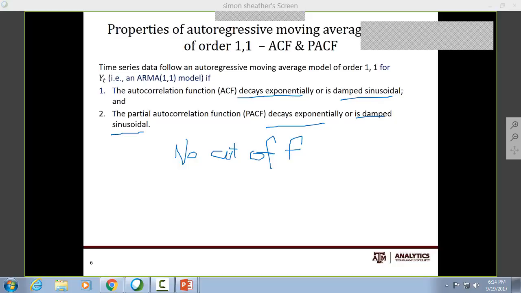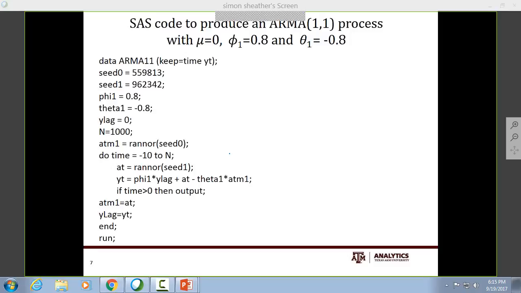Okay, so we have exponential decay or damped sinusoidal in the ACF. We have exponential decay or damped sinusoidal in the PACF. So if you remember, when we had AR, the PACF cut off and that told us what order. When we had MA, the ACF cut off and told us what order. Here, we're out of luck. We're flat out of luck, as we say in Australia. Okay. It doesn't give us any information about what the order is.